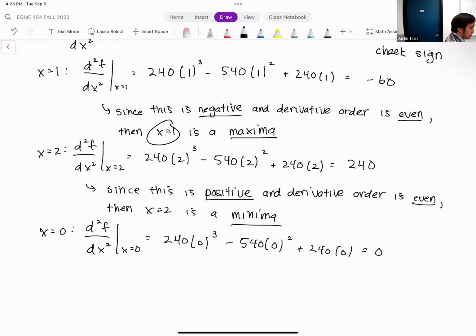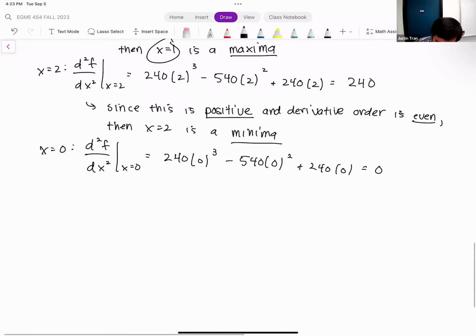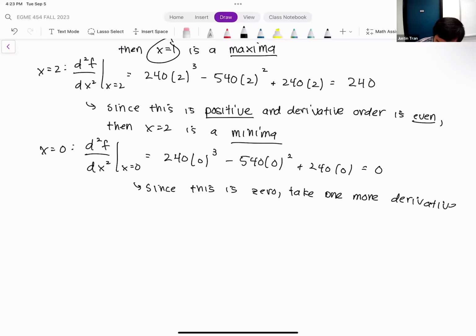Okay. And so this puts us in our last use case, where whenever we take a higher order derivative and we still get 0, that means we have to take another derivative. So let's take a third order derivative, d cubed f dx cubed.